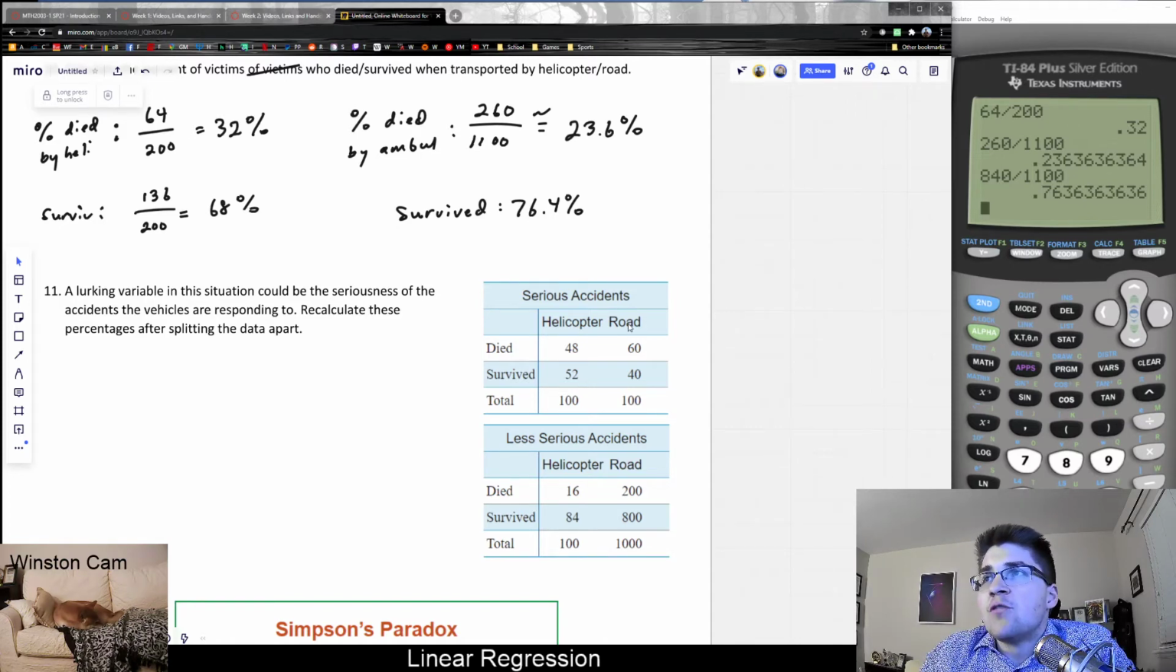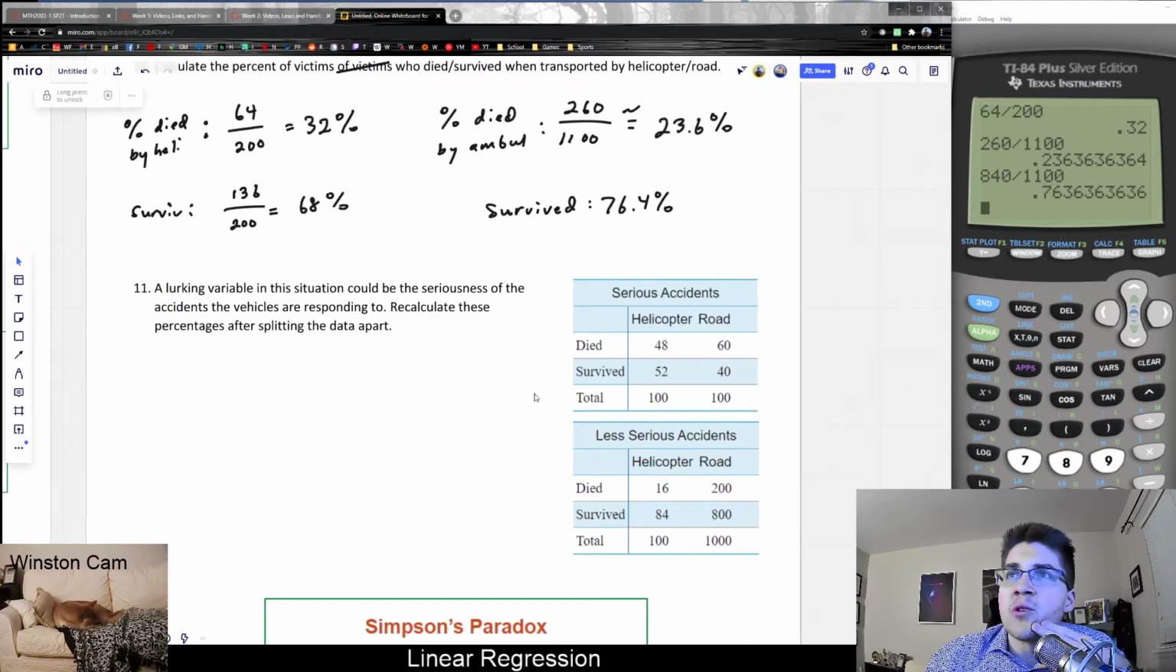And then for road, we only have 100 accidents which are deemed serious, but 1,000 which are deemed less serious. And if we did the same thing, we could analyze what the percentages are when we break them down based on category. So we can see that in the serious accidents, 48 out of 100. Let's go ahead and calculate the percentages in the same way. So here's the serious category.